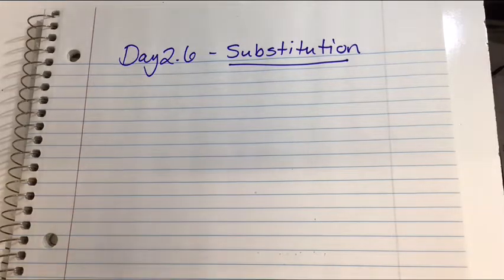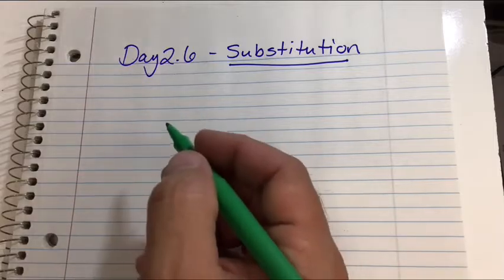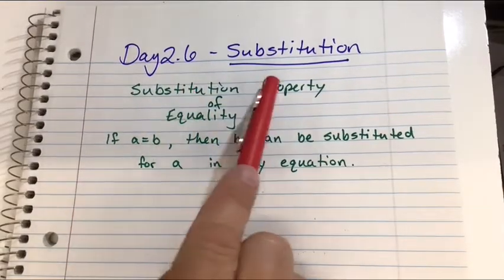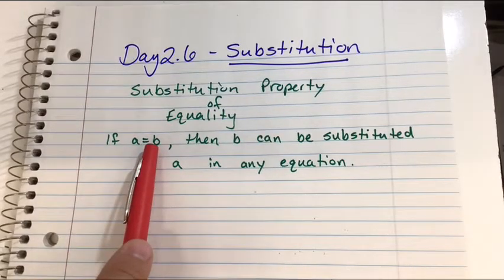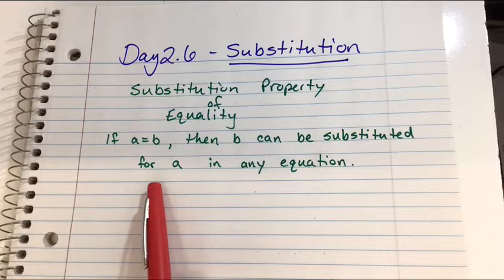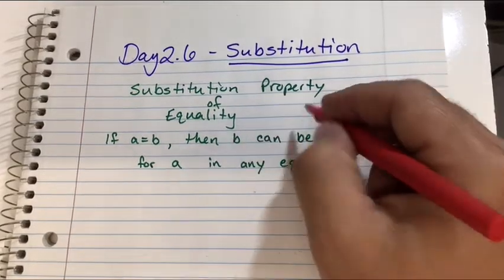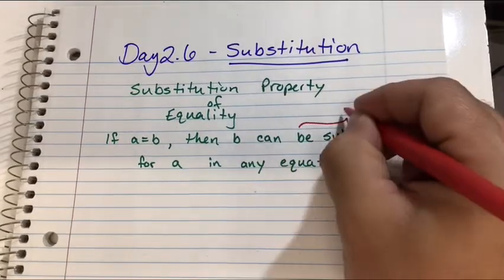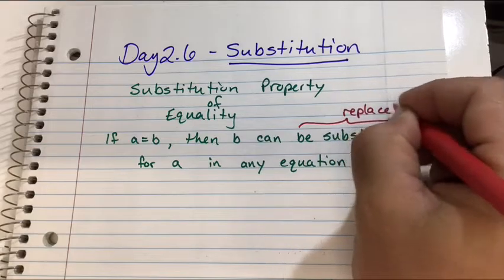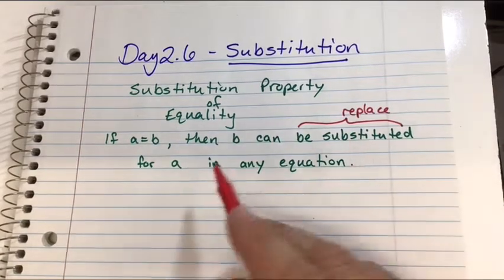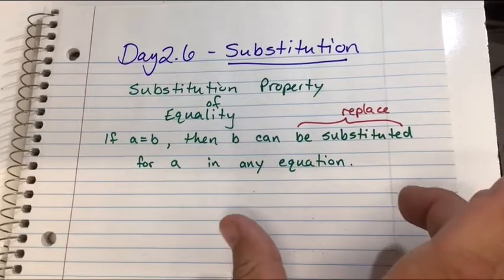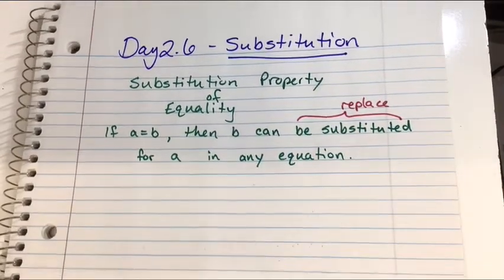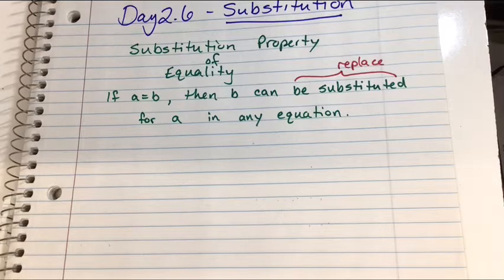But first, we're going to identify something called the substitution property, which is this. The substitution property of equality states if some value A equals some value B, then B can be substituted for A in any equation. What that means is that B can replace A in any equation. We can take the A value out and replace it with B. What that also means is that if we have a variable equal to a longer expression, that longer expression can replace that variable in an equation. So we're going to look at an example kind of like that.